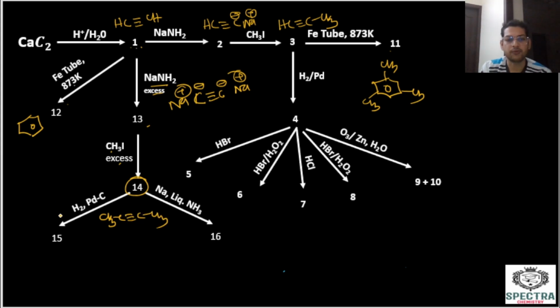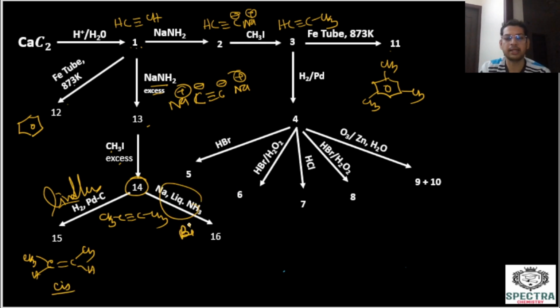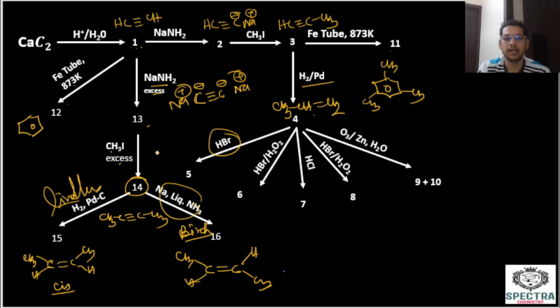Now like this. From here, if you do Lindlar, you will get CH3CH=CHCH3, cis-2-butene. This is Birch, and if you do Birch reduction, it will be the trans product, with CH3 and H on opposite sides. If you do H2/Pd, your 4 will be a triple bond and you will reduce it to a double bond. If you do HBr, it will follow Markovnikov's rule. If you do HBr with H2O2, it will be anti-Markovnikov. If you do HCl, it will be Markovnikov.